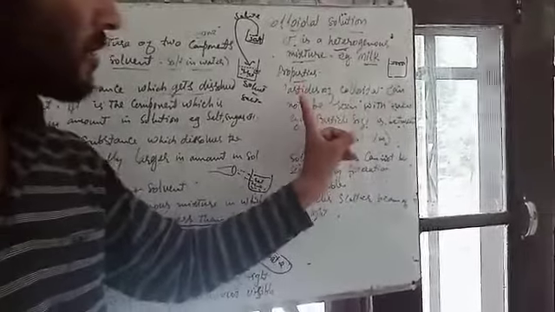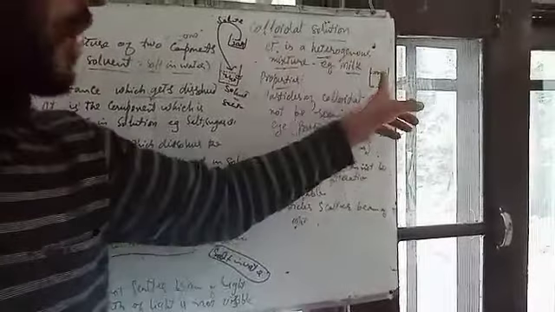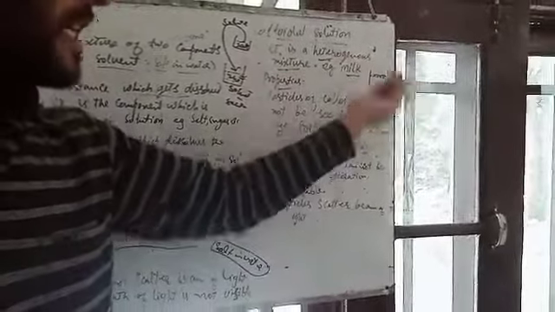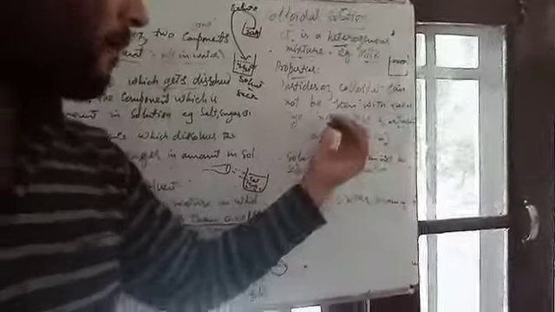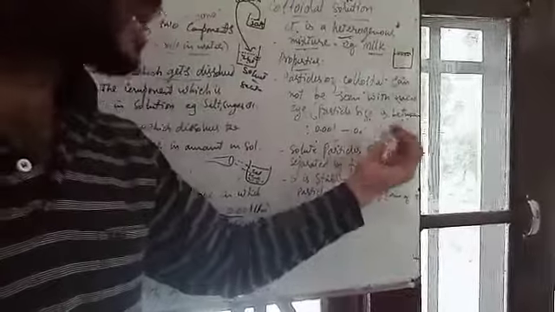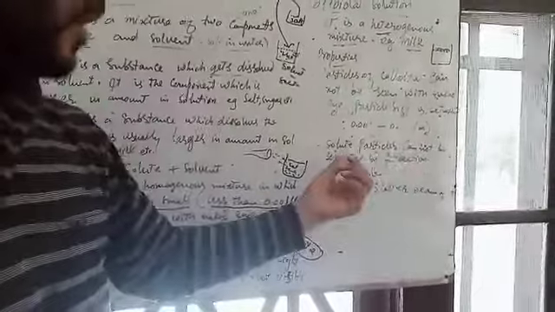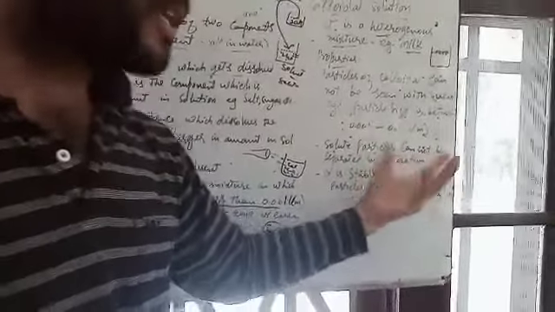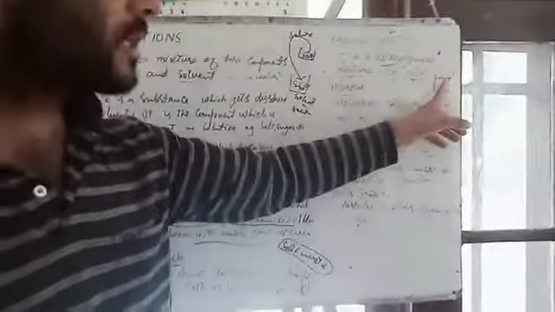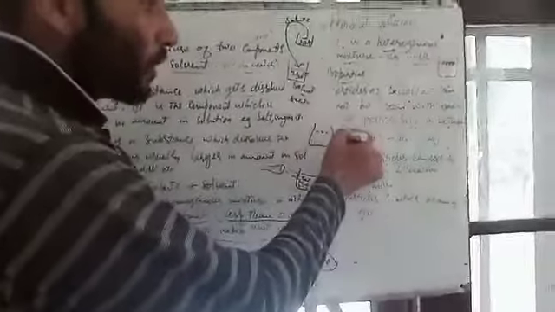What are the properties of a colloidal solution? Particles of a colloidal solution cannot be seen with the naked eye. We cannot see the cream particles inside the milk, but when they get accumulated, then we can see them. Particle size is between 0.01 and 0.1 micrometer, so we cannot see these particles with the naked eye. Solute particles cannot be separated by filtration. If this is a glass of milk and we use filter paper to filter the cream, we cannot filter the cream from the milk through filter paper.